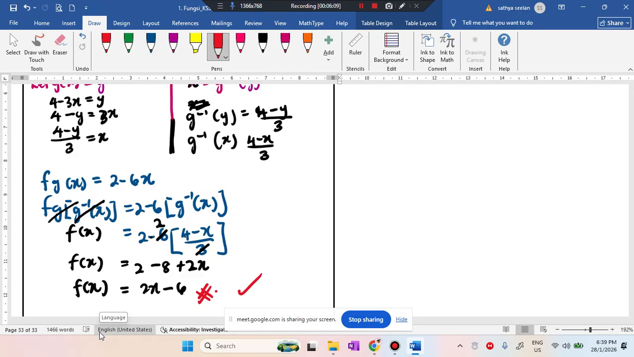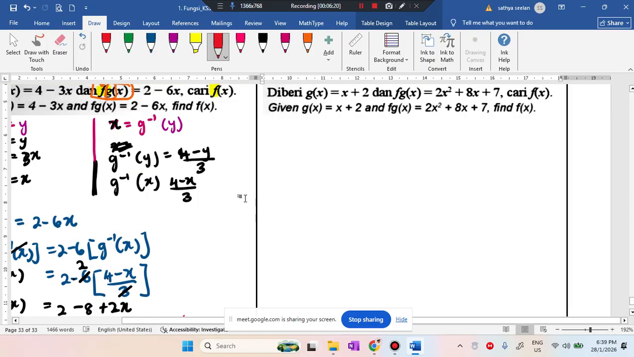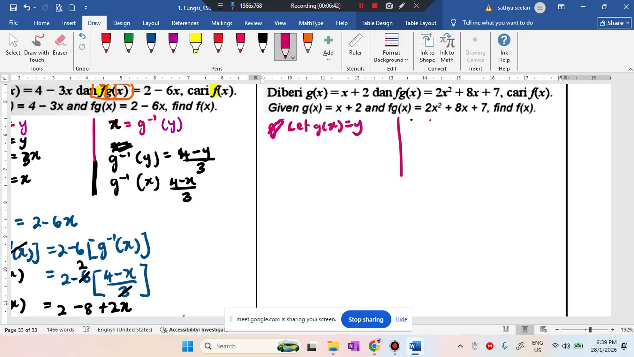Okay, now, same thing. Same song. So we find its inverse first. Let g of x equal y, and then x equals g inverse y. So what is your g of x? x plus 2 equals y. And what is your x? y minus 2. And remember, your x is actually g inverse y, which is y minus 2. And g inverse x equals x minus 2.